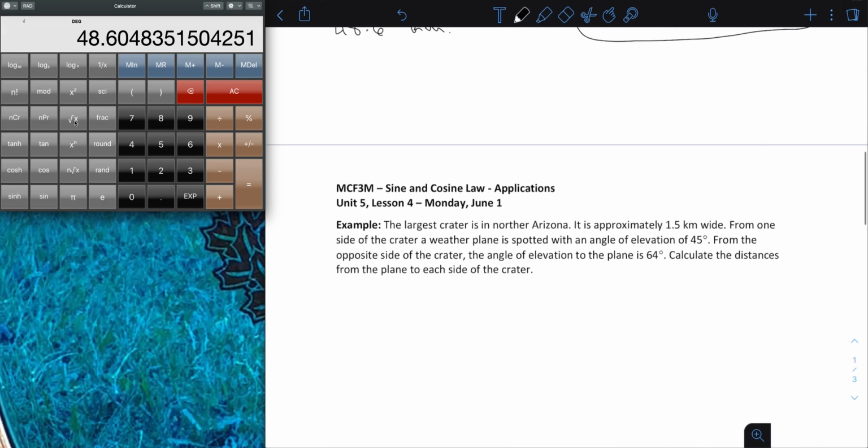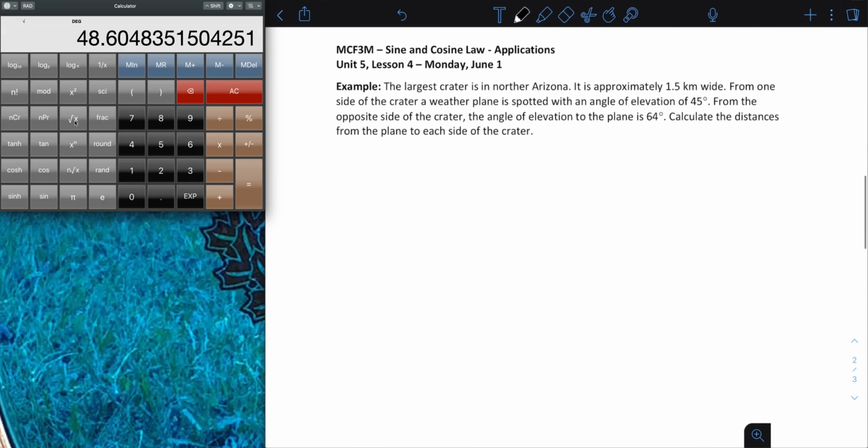So let's go down here to the next question. So the largest crater is in North Arizona. It's approximately 1.5 kilometers wide. From one side of the crater, a weather plane is spotted with an angle of elevation of 45 degrees. From the opposite side of the crater, the angle of elevation to the plane is 64 degrees. Calculate the distances from the plane to each side of the crater.